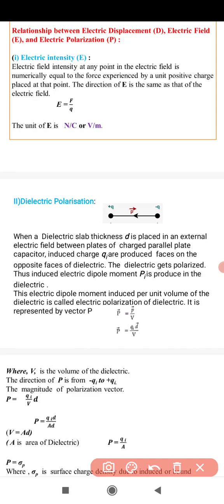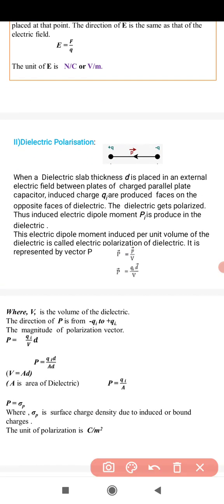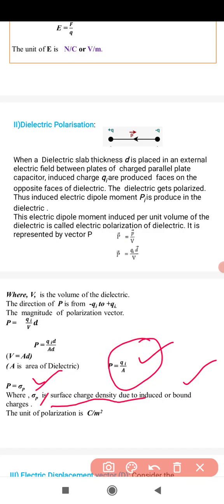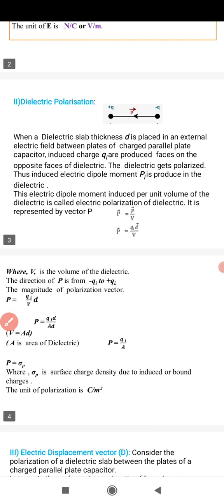Volume will be replaced by area into thickness of the slab. Here d and d will cancel. We get the polarization vector as induced charge per area. So the polarization vector is equal to sigma p. Sigma p is the surface charge density due to induced or bound charges, the ratio of charge per area. The unit of polarization is Coulomb per meter squared.